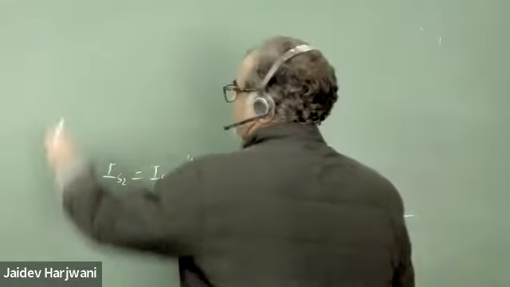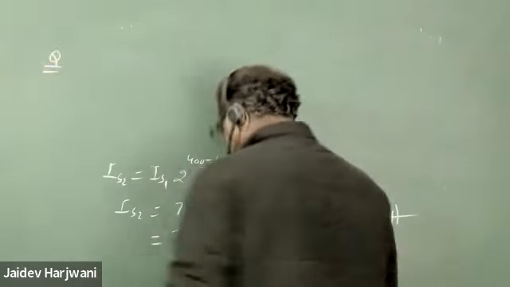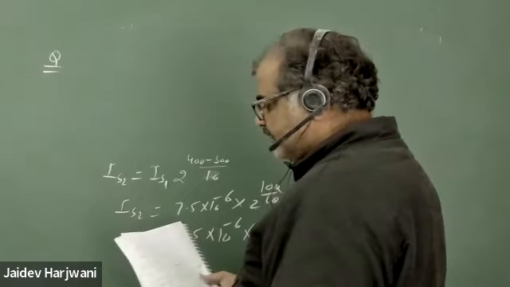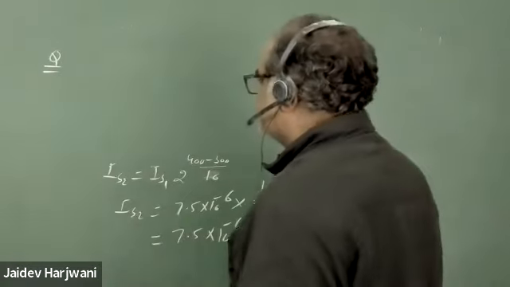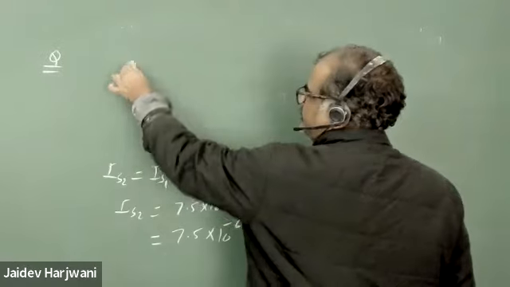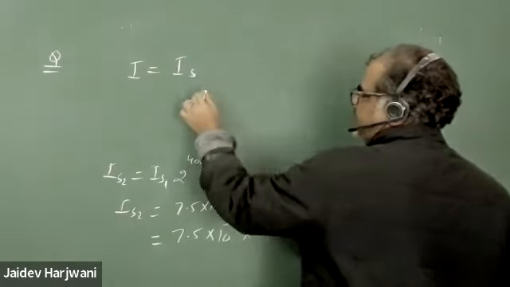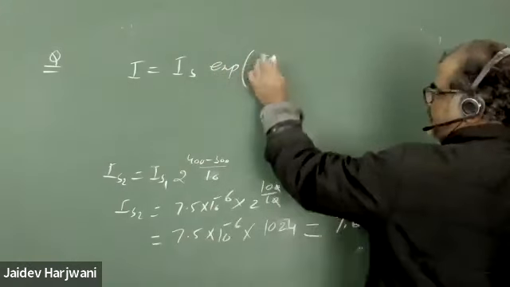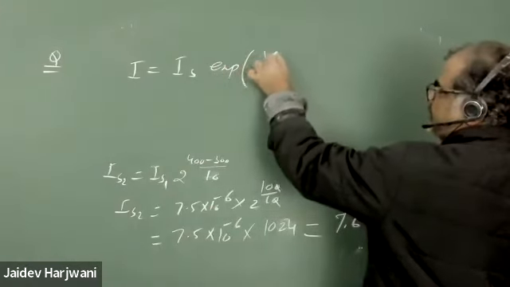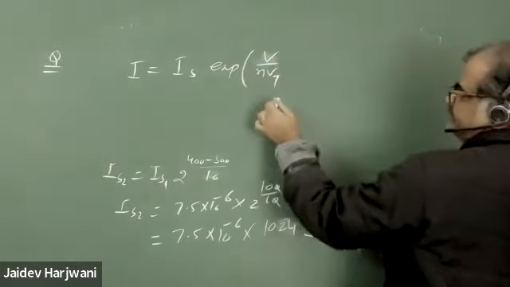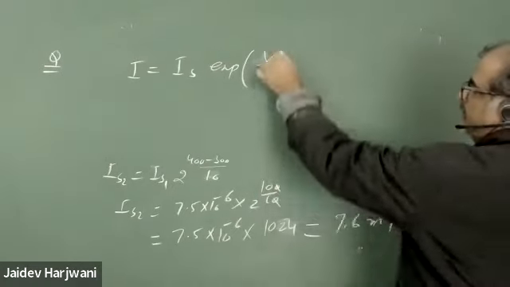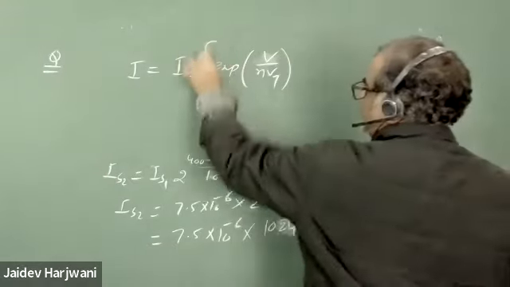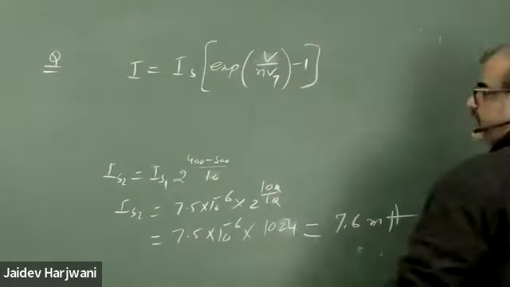Now the second question is: find the voltage at which the diode current is 90% of its reverse saturation current. So you know the current formula: I equals IS exponential of V upon eta Vt, minus 1. This is the current.